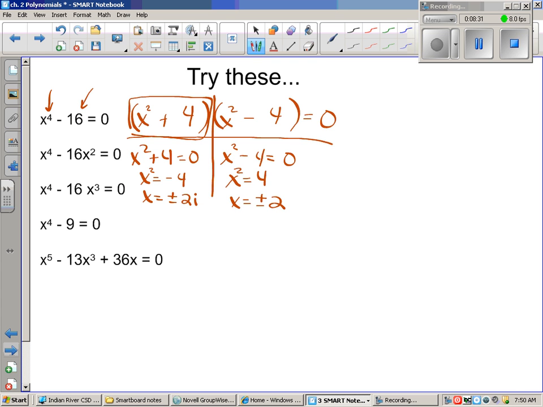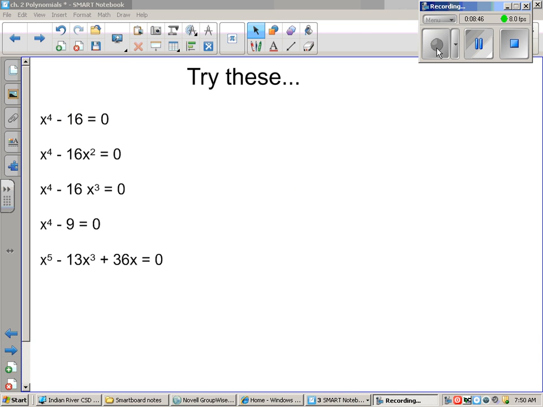You'll notice it is x to the 4, so there should be 4 solutions. And there is 4 solutions. 2 happen to be imaginary, and 2 are real answers, real numbers. Okay? Great. Let's look at the next one. The next one varies slightly from the one above it. What do we notice about this one?